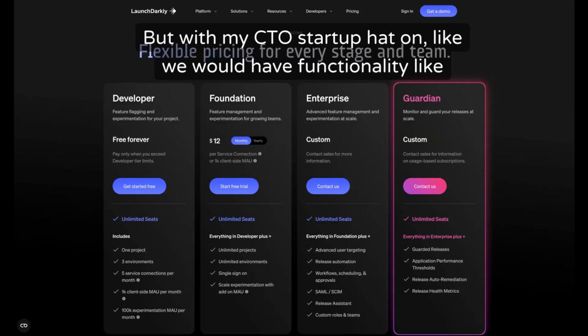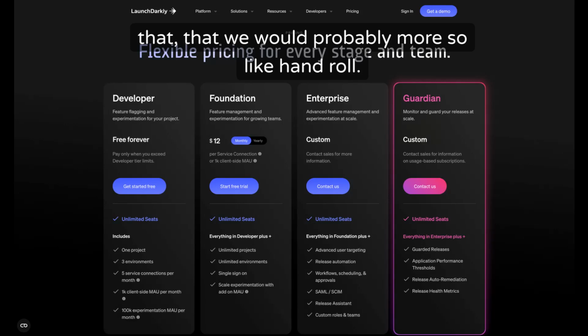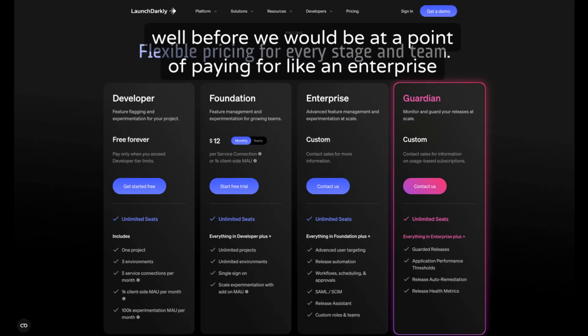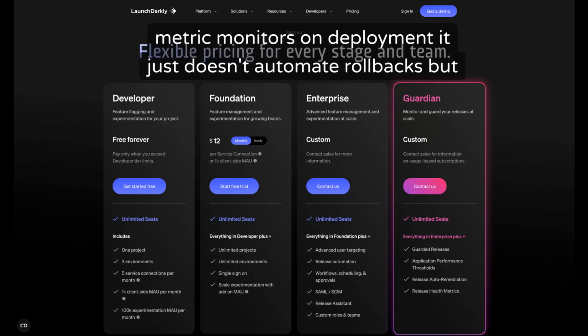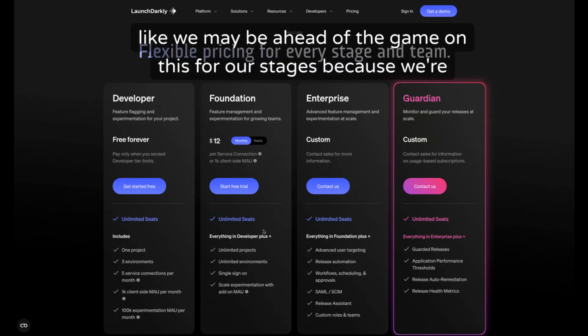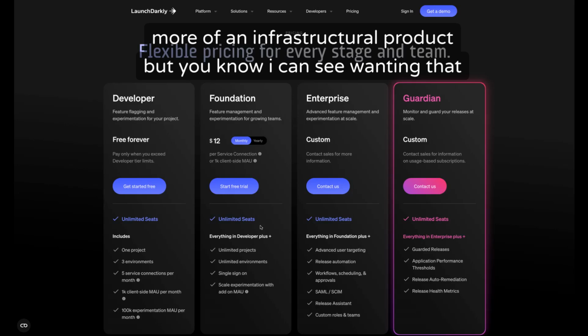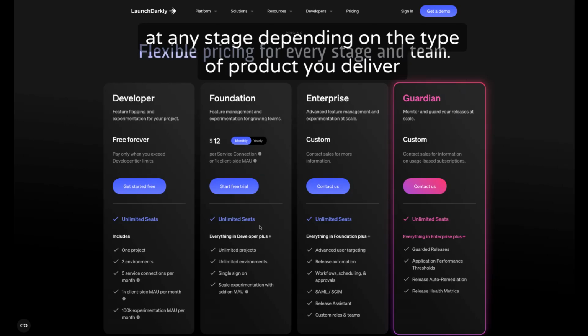But with my CTO startup hat on, we would probably hand roll functionality like that well before we would be at a point of paying for an enterprise LaunchDarkly seat. We're already doing stuff like this, like metric monitors on deployment. It just doesn't automate rollbacks. We may be ahead of the game on this for our stage because we're more of an infrastructural product, but I could see wanting that at any stage, depending on the type of product you deliver.